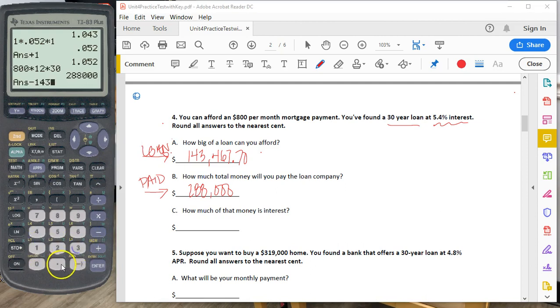So I'm going to take out the note part that we found before. And I paid $144,532.30 worth of interest. And that is pretty common for mortgages. You pay a lot in interest.